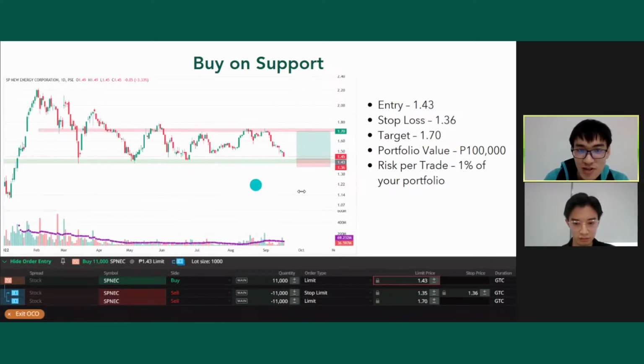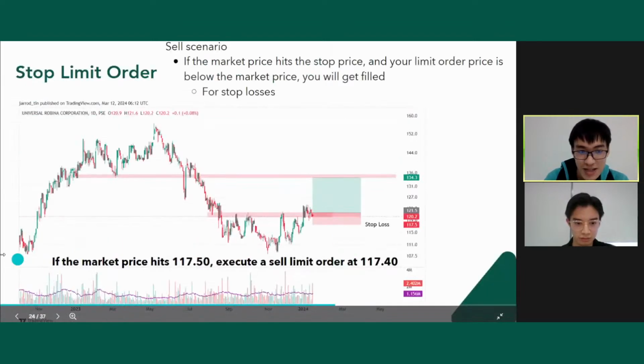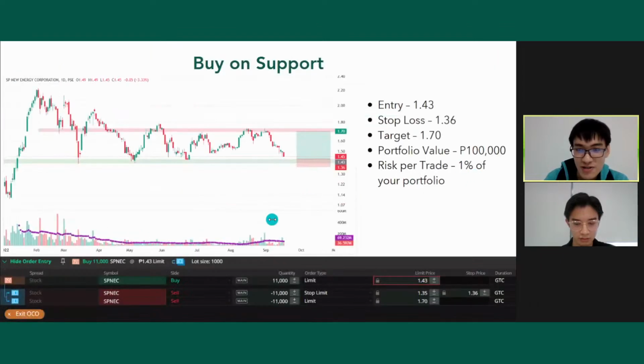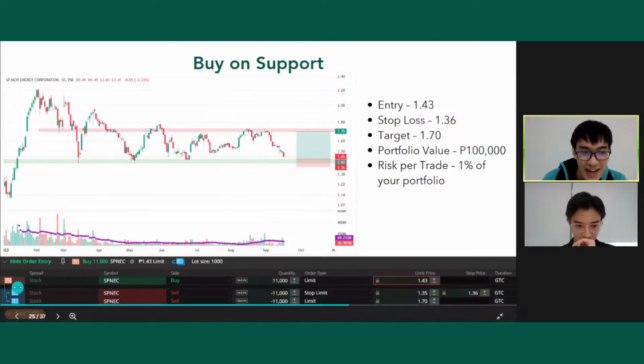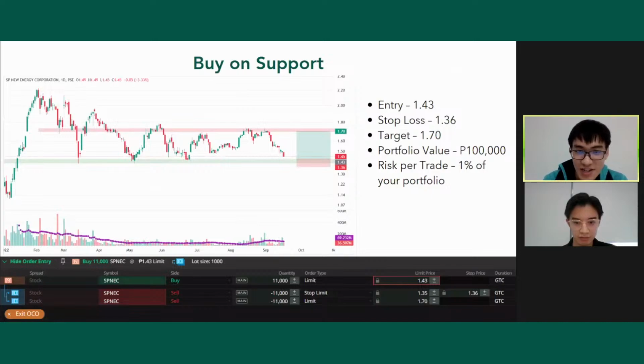So all those orders, you can already input it. All those three orders, you can input it all in a single order na lang using the exit OCO order, right? So basically, if this order executes, kung na-buy na siya, it will activate the two sell orders, di ba? So you can execute all these three orders all in a single order. That's how powerful DragonFi is.